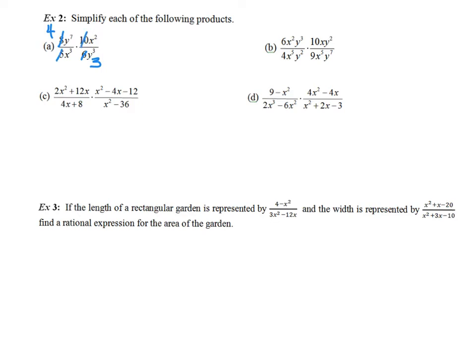5 and 10 can cancel because continue to cancel with your variables.